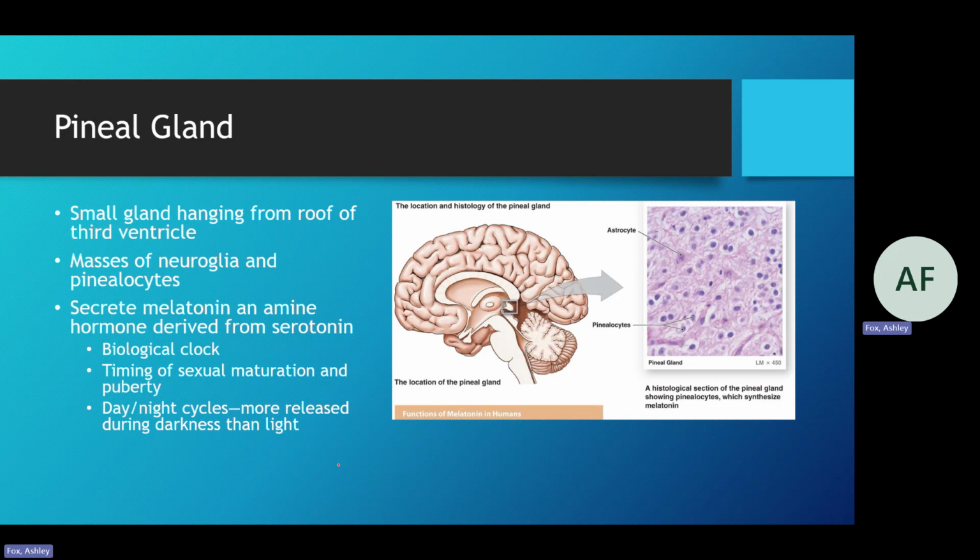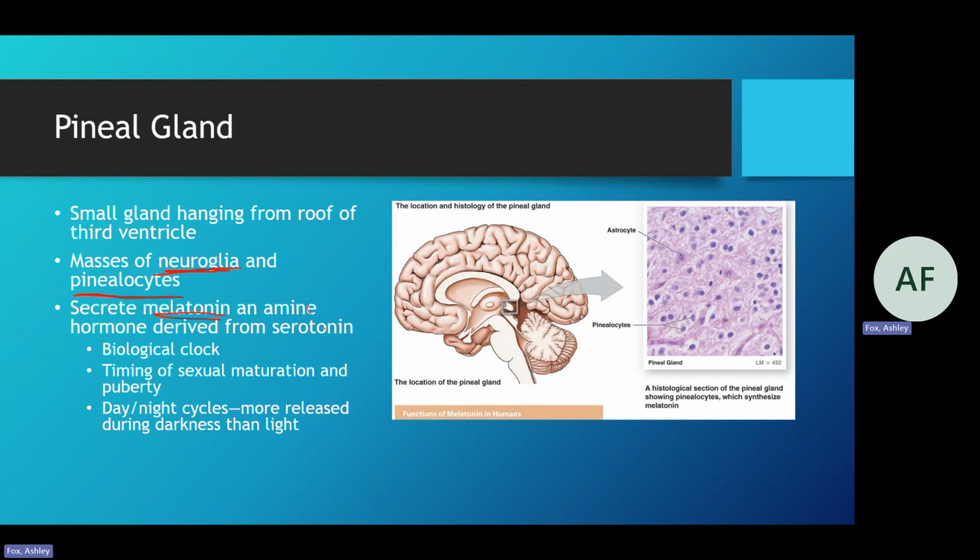So pineal gland is going to be just a little side note. It's a small gland that you've seen in the brain when we went over anatomy. So it's hanging off the roof of the third ventricle, that little lake, one of the lakes inside the brain. And that is going to be a major point of neuroglial cells, so not neurons, but the supporting actors, and pinealocytes. What does the pineal gland do? Melatonin.